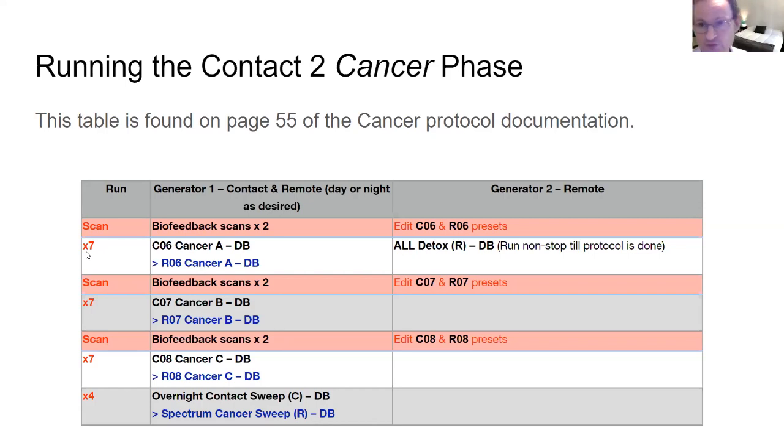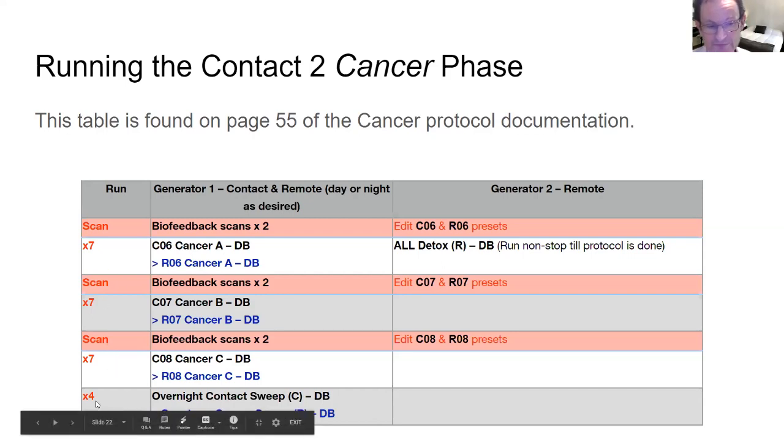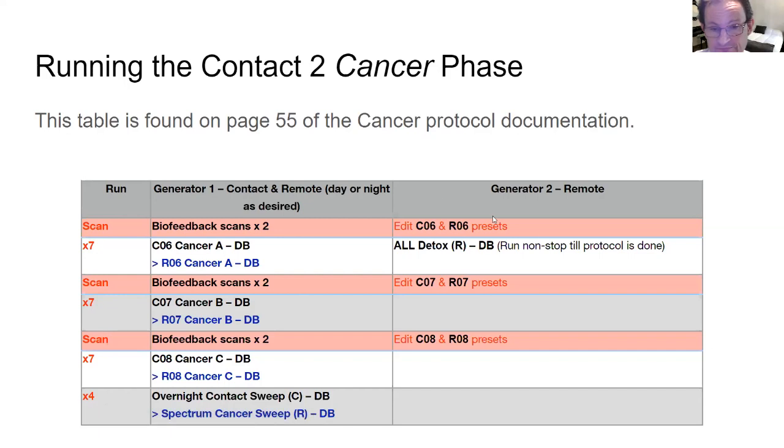Because you've got less equipment, you're using a weaker method, you're using contact, you're not using plasma or getting in there with Scalar. Okay, so it's 7 days to get through CO6, CO7, and CO8: 1 to 7, 2 7 to 14, 3 7 to 21, plus 4 days of overnight contacts. Okay, does that make sense? And on generator 2, you're just running detox continually during this time.